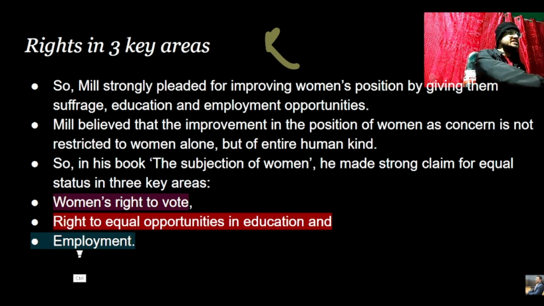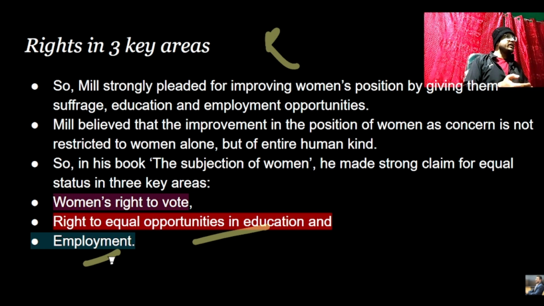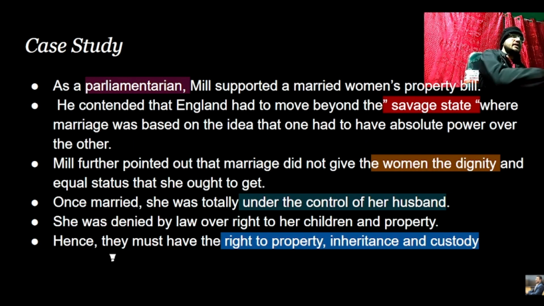So this is not just important to women themselves, but it is important for the entire humankind. Because if a mother gets education in the home, the entire family gets educated, right? If the mother gets employment, the standard of living of the entire family will improve, right? And if the mother has the right to vote, she will also ensure sensible government and governance in society. These are the three key areas, right?